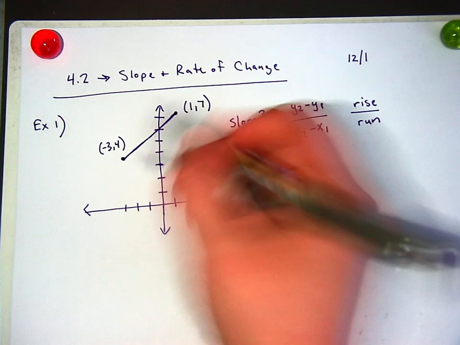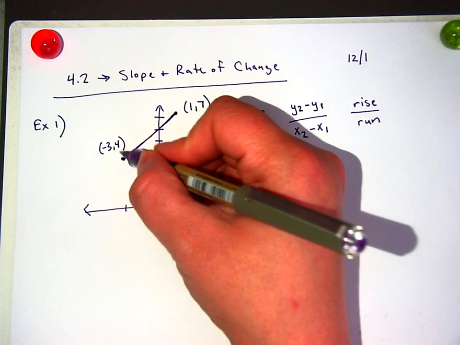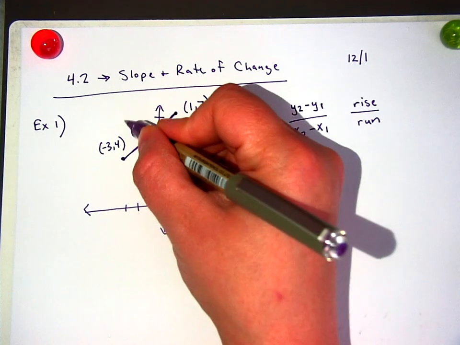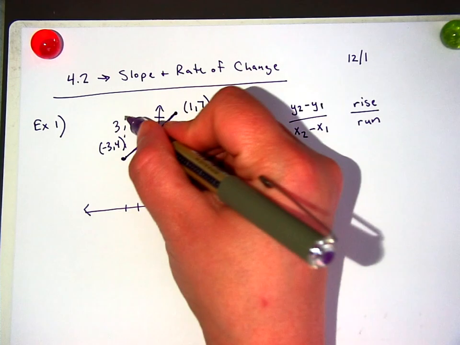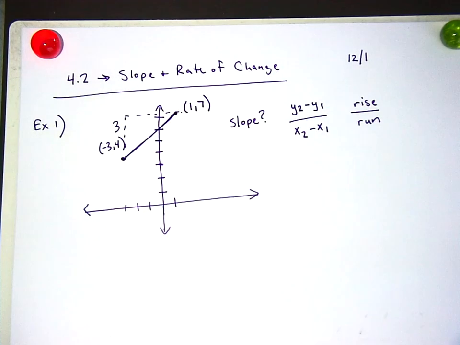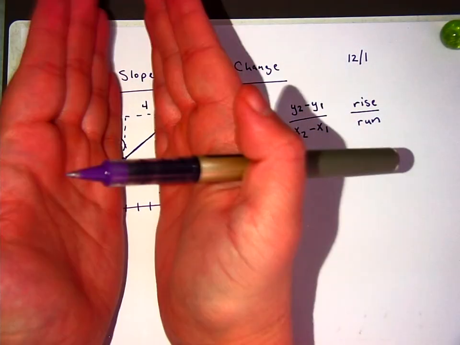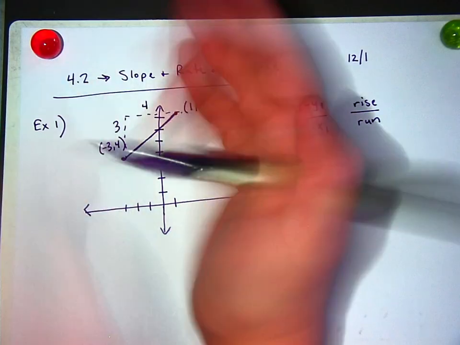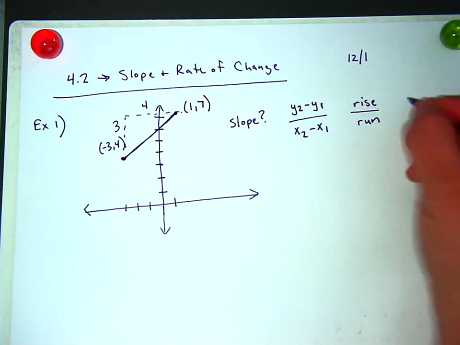Now, on an example that is a graph like this, it's actually pretty easy to see. How far up does it go from 4 to 7? So it's going up 3. And then how far does it go over from -3 to 1? 4. -3 is 3 on this side, and then 1 on that side on the positive side, so that's a distance of 4. So it goes up 3 over 4, which is 3 over 4.